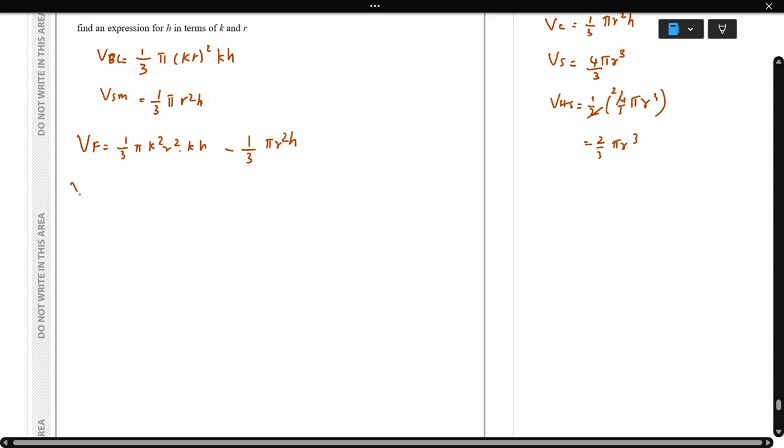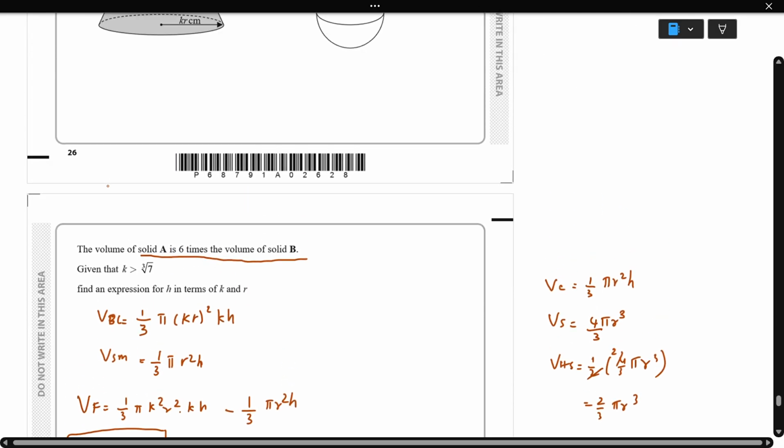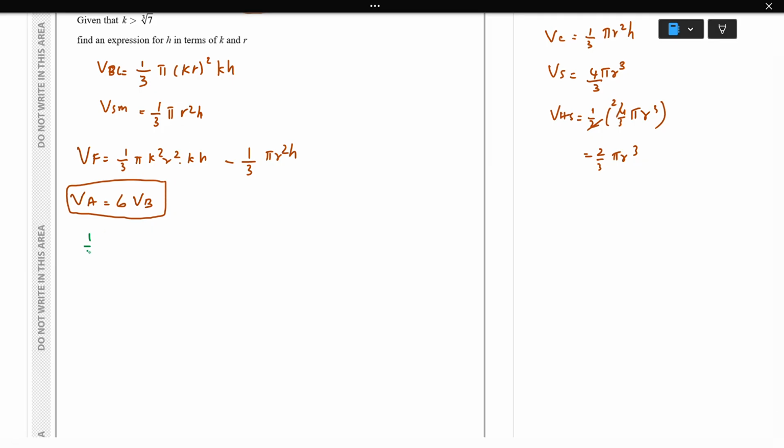So I'll write volume of A equal to 6 times volume of B. That is the important point here. So volume of A is frustum plus hemisphere. Volume of frustum, we already did it here. So volume of frustum is going to be 1 by 3 pi k square. I can write k cube here, because here one k square, here one k, it becomes k cube, r square h, minus 1 by 3 pi r square h. This is the volume of frustum.